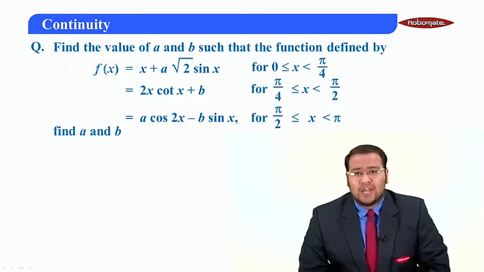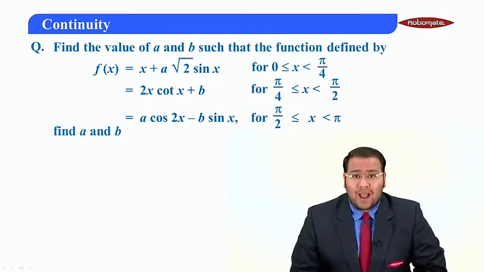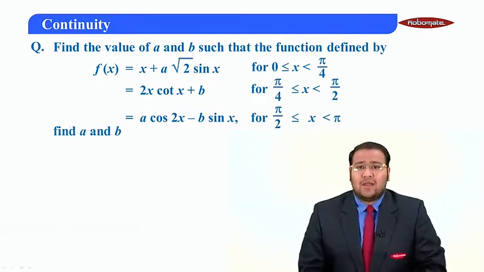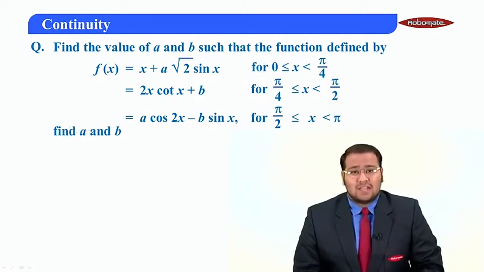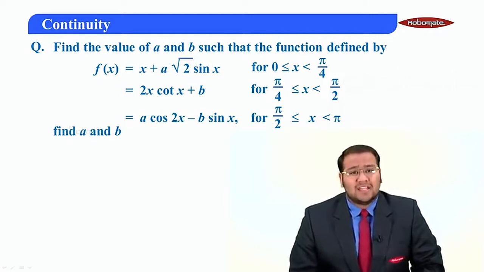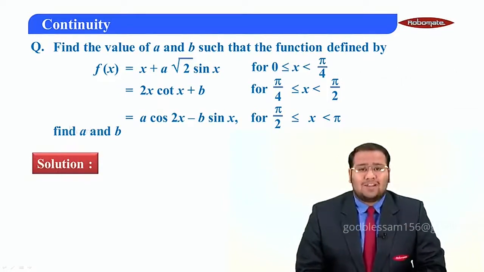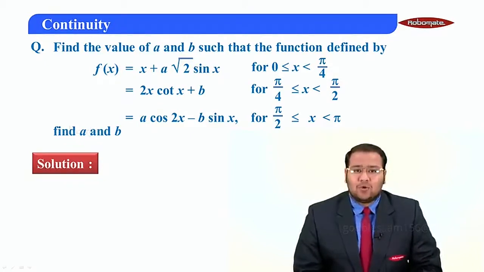What does it say? You need to find the value of a and b in the complete range of 0 to pi. When you have the equations as x plus a root 2 sin x in the range 0 to pi by 4, and 2x cot x plus b in the range pi by 4 to pi by 2, and a cos 2x minus b sin x in the range pi by 2 to pi.